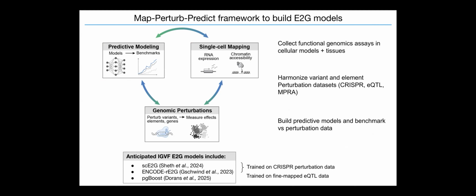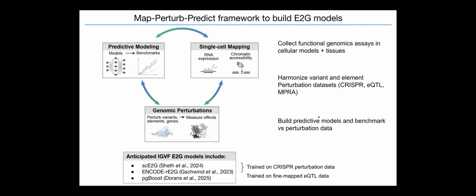And we have our hands on several models. Some of these models that we anticipate to be in the catalog soon, or predictions from these models to be in the catalog soon, are the single-cell E2G and GODAR E2G models. These are both classifier models that have been trained on CRISPR perturbation data. Meaning for these models, we used enhancer perturbation screens as ground truth data to teach those models how to predict enhancers and target genes from other molecular features. And then there's also PGBoost, which uses a similar architecture, but is trained on fine-mapped eQTL data as a ground truth training set.